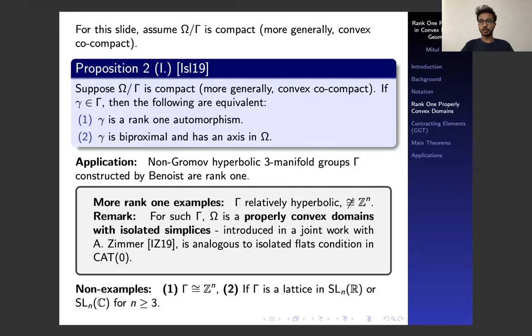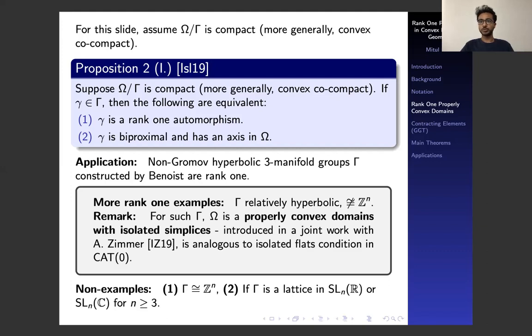Under the assumption of convex co-compactness or compactness, we can show that gamma being a rank 1 automorphism is equivalent to gamma being biproximal and gamma having an axis in omega. The benefit of having this proposition is that the half triangle condition in the definition of rank 1 is harder to verify in concrete examples, whereas the condition of biproximality and having an axis in omega is relatively easier to check. Here's an application of proposition 2.